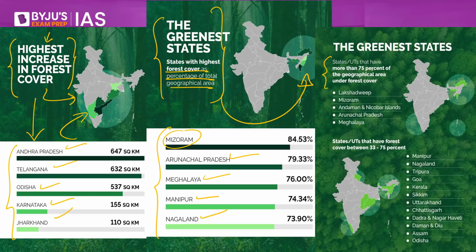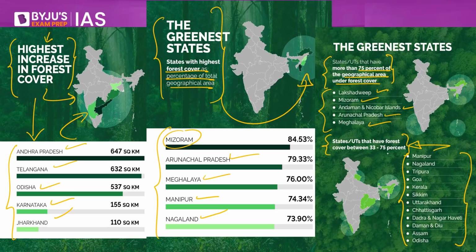And the states and union territories that have more than 75% of the geographical area under forest cover include Lakshadweep, Mizoram, Andaman and Nicobar, Arunachal Pradesh, and Meghalaya. And these are the states and union territories which report a forest cover higher than the target prescribed under the National Forest Policy. They report a forest cover of at least 33 to 75%, thereby constituting the greenest states and union territories of India.